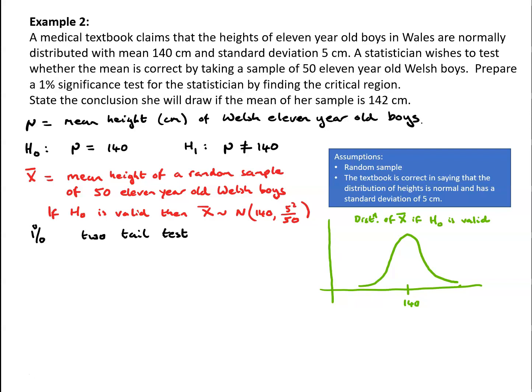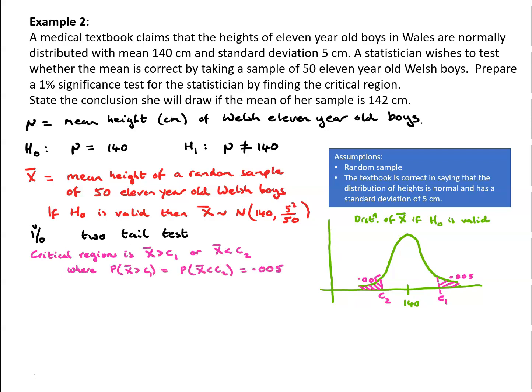The critical region then is going to be in two parts. Each part has got to be half of the 1%. So we're going to have 0.005 as the probability for the two tails that we've got. So the critical region is going to be x bar is bigger than C1 or x bar is smaller than C2, where the probability that x bar is bigger than C1 is 0.005 and the probability that x bar is smaller than C2 is 0.005.